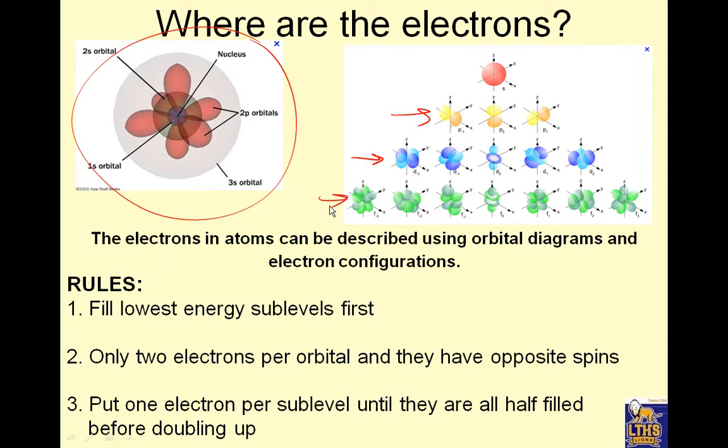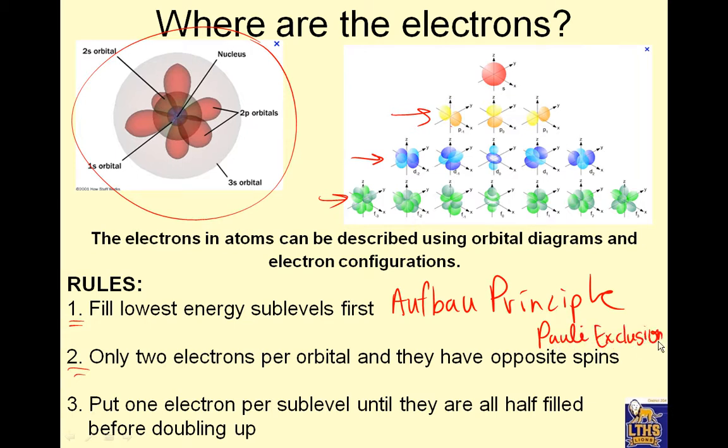Okay, so how can you describe where the electrons are? Well, electrons follow these rules. Fill the lowest energy sublevels first. That's called the Aufbau principle. That means it builds up. Electrons build up from lowest energy to highest energy level. Next, only 2 electrons per orbital, and they have to have opposite spin. That's the Pauli exclusion principle.